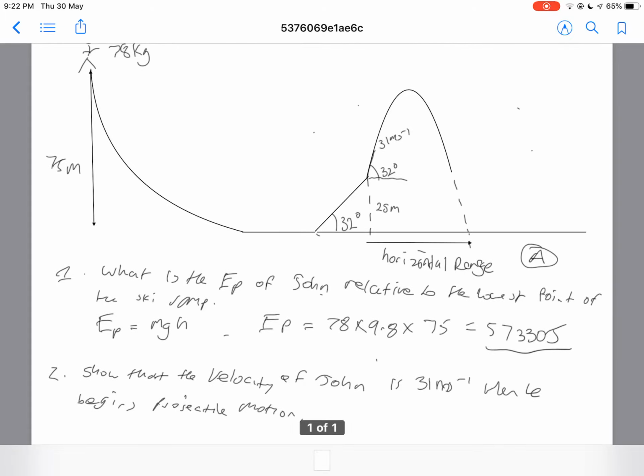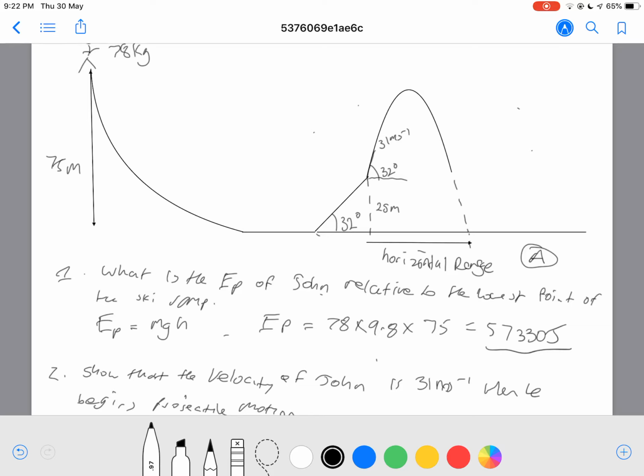Now in this question we need to use a little bit of energy conservation theory. We're going to assume that the EP is converted to EK. When John falls, he falls a total of 75 meters, from here to here. But the thing you have to notice is that he has to travel back up this ramp before he begins the projectile motion, and the top of the ramp is 25 meters above the ground.